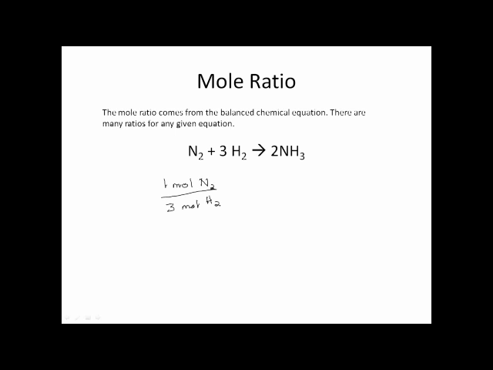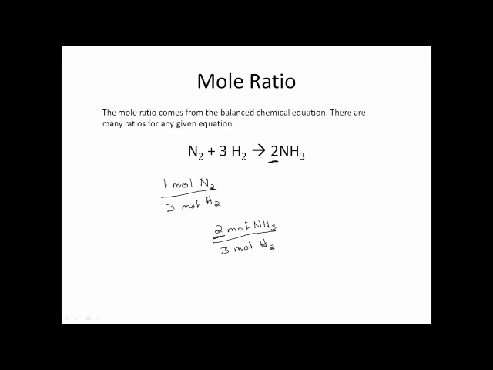So they're going to be different for every chemical reaction. And another ratio we could write is 2 moles of NH3 is produced from 3 moles of H2. So we could just write any one of these species over the other, and remember these numbers simply come from the coefficients.